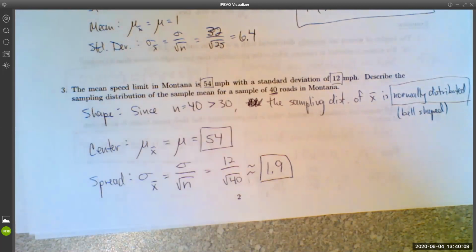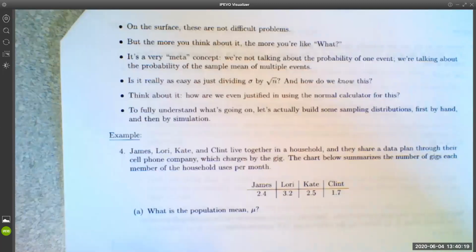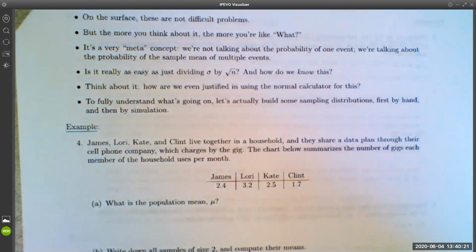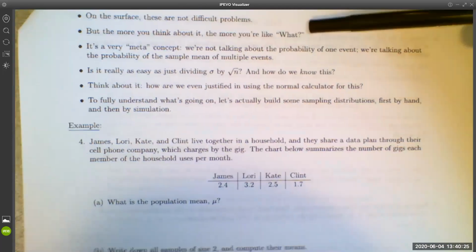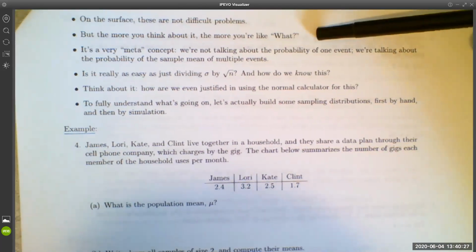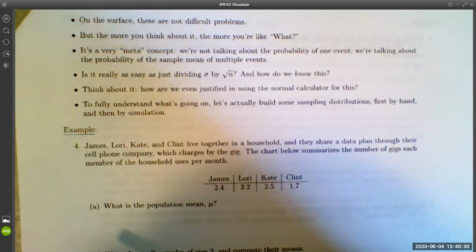But if you want to have a deeper understanding of what it is that we're talking about, then keep watching, okay? Like if you want to know where the formulas came from, keep watching, okay? So on the surface, these are not difficult problems, right? But the more you think about it, the more you're like, what in the world did we just do, right? It's a very meta concept.